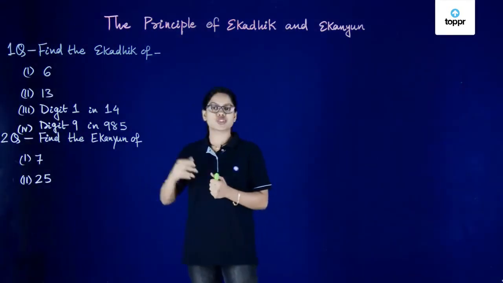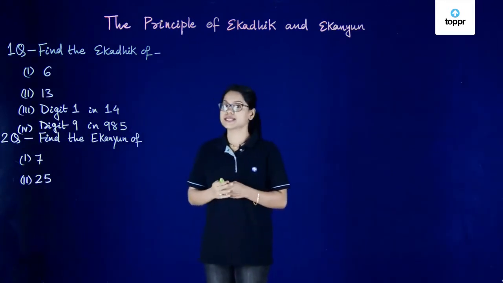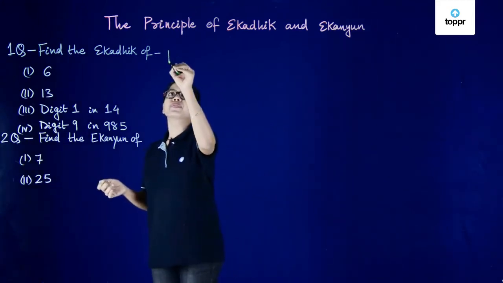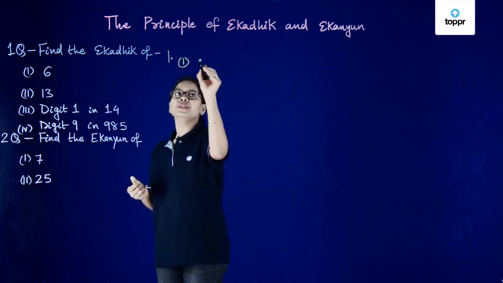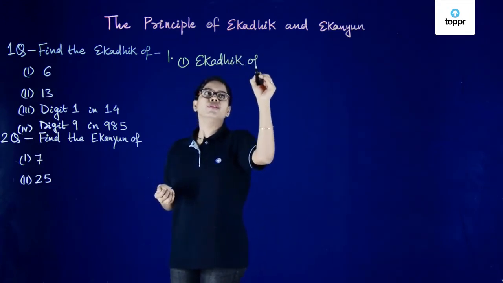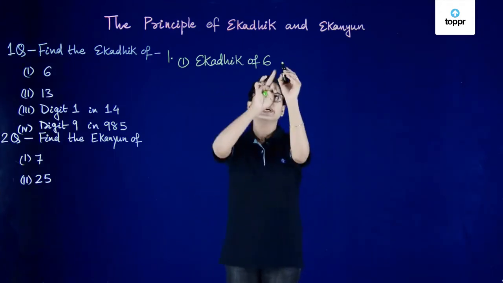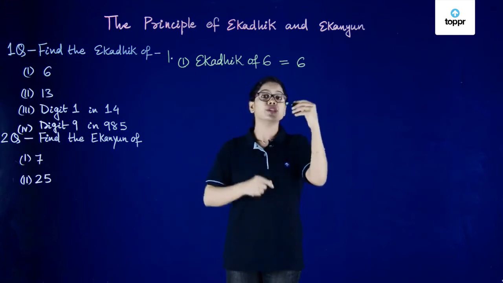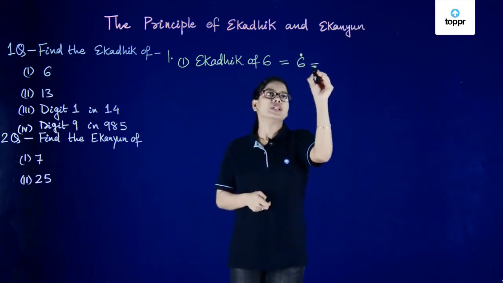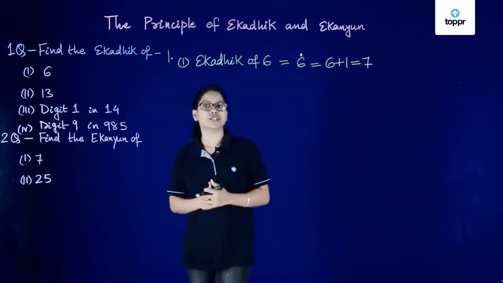So, let's start with the first question here. Find the Ekadhik of, the first bit is 6. So, we are to find the Ekadhik of the number 6. Now, Ekadhik of 6, if you would like to represent it symbolically, it is written as 6 and Ekadhik means one more. So, we put a dot above the number like this. So, that's 6 plus 1. So, that's equal to 7. So, 7 is the answer here.